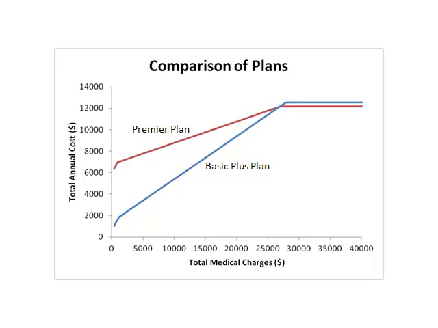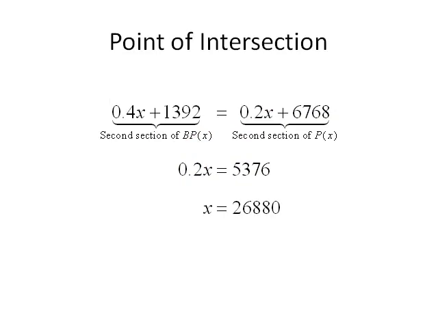Graphing these functions together gives us a complete picture of the two plans. The point of intersection gives us a level of medical charges where the total annual medical cost is equal. This occurs in the second segment for each plan. Setting the functions for these segments equal gives us a charge of $26,880.